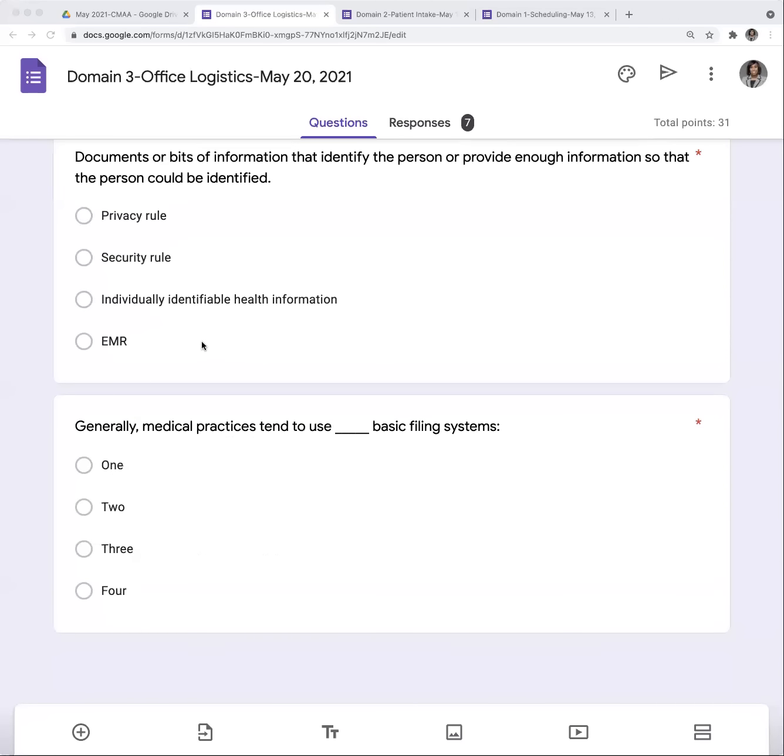Generally, medical practices tend to use blank basic filing systems. I'll say 2. The 2 seems good. Usually. Hey, it's 3. It is 3. Remember you got alphabetical, numeric, and then you got subject. Okay, I forgot about one.